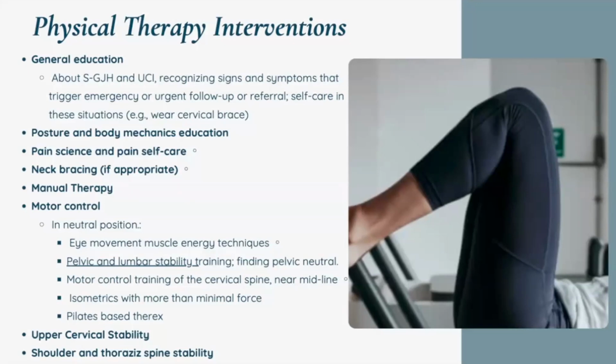So for those patients, we will be focusing more on external braces and supports, strengthening that is not irritating to the upper cervical spine, and then other functional re-educations in terms of movement. For motor control, we're always starting in neutral position, most of the time in supine. There's different eye movement muscle energy techniques that we use.